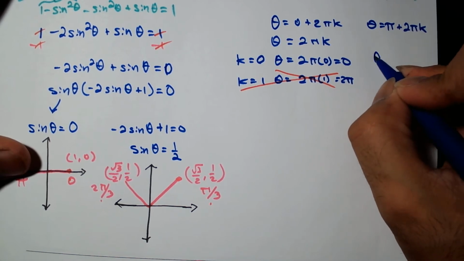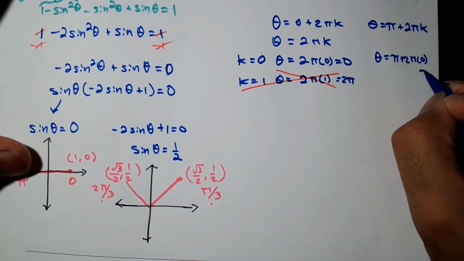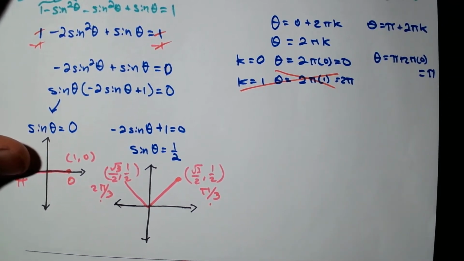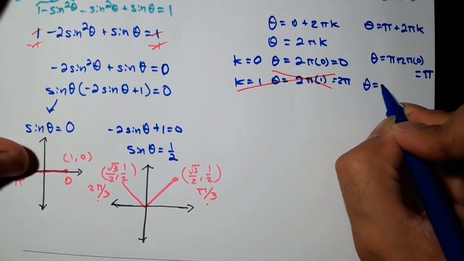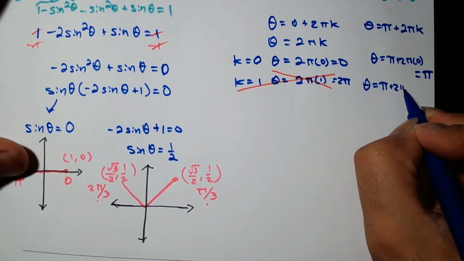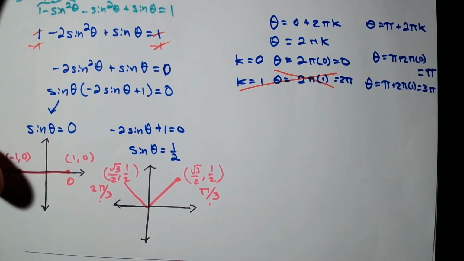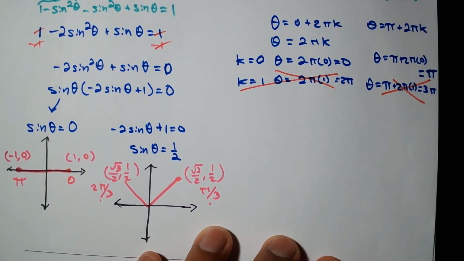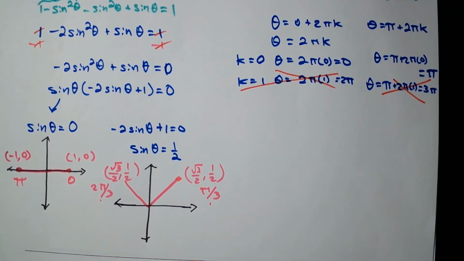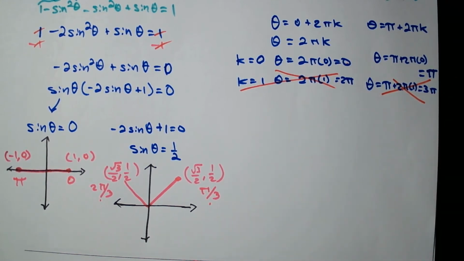Now let's do theta equals pi plus 2 pi times 0. That's simply pi. Alright, and then for k equals 1, theta equals pi plus 2 pi times 1. That's 2 pi plus pi, that's 3 pi. But 3 pi, clearly it's a number that is larger than 2 pi. So far we have two solutions, 0 and pi. Alright. What's next over here?